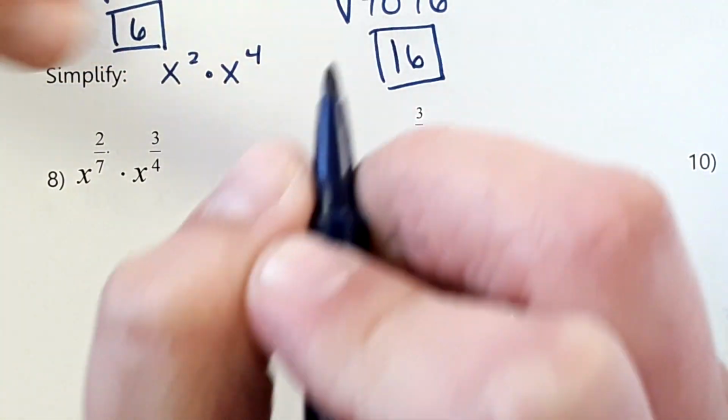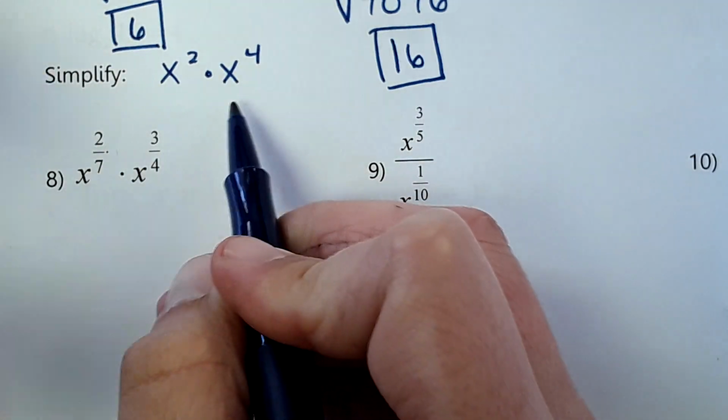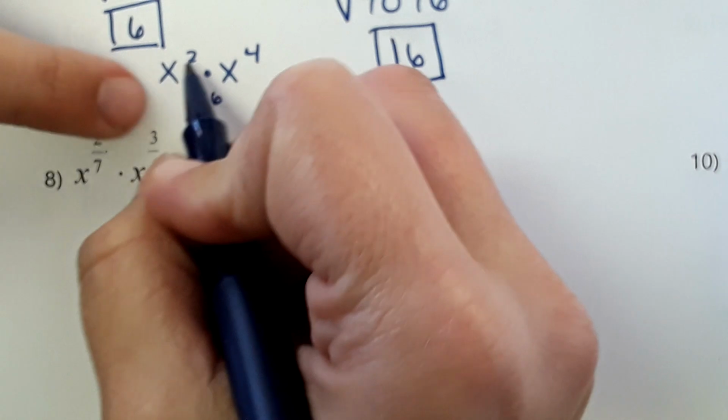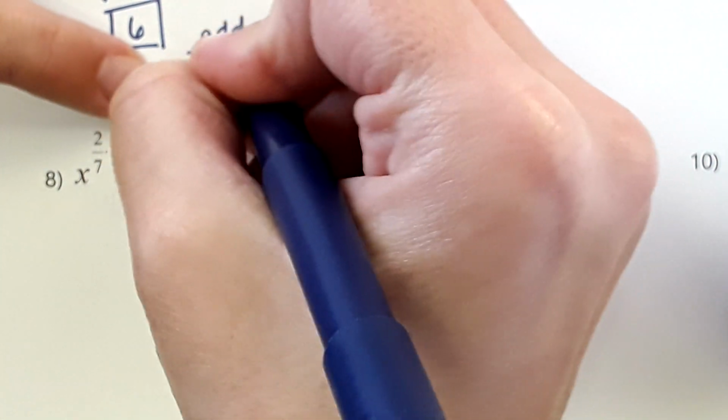So just going back to the basic concept, if you had like x squared times x to the 4th power, this would be 2 x's and another 4 x's, which would be x to the 6th power. So you would add the exponents.